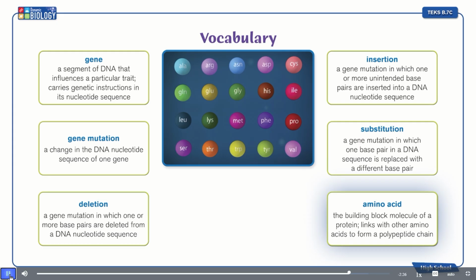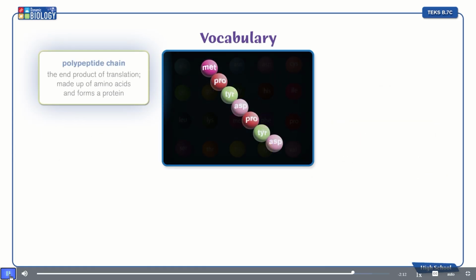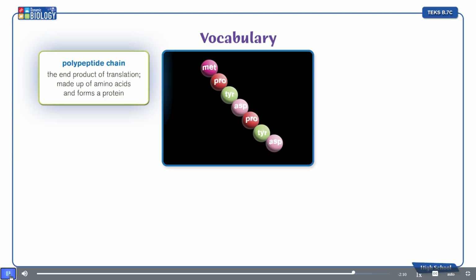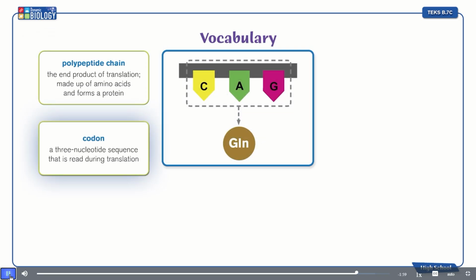An amino acid is a building block molecule of a protein. An amino acid links with other amino acids to form a polypeptide chain. A polypeptide chain is the end product of translation. It is a chain of amino acids, and it forms a protein. A codon is a 3-nucleotide sequence that is read during translation.